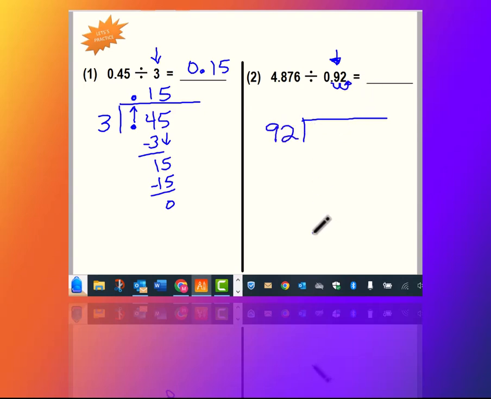So the divisor goes on the outside. Since I moved the decimal point 2 places to the right in the divisor, I do the same thing in the dividend. So 1 place, 2 places. The new decimal goes between the 7 and the 6. So it becomes 487.6. Before we divide, bring your decimal point straight up to the quotient line, and now you're ready to divide.